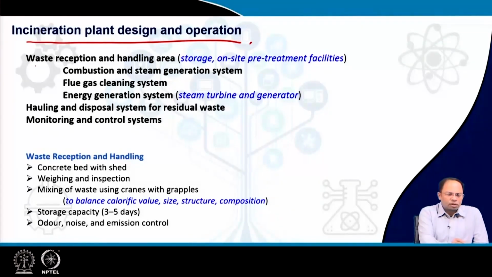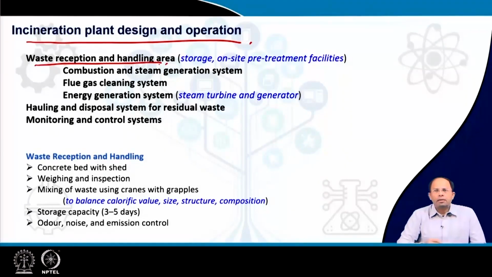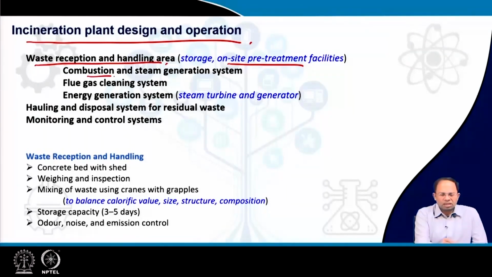The plant has a waste reception and handling area, and that is the first step, where once the waste comes in, it has to be stored, and some amount of on-site pre-treatment can be done over here. Then, coming to the actual processes, the combustion and steam generation system is where we actually burn the waste and we generate steam.